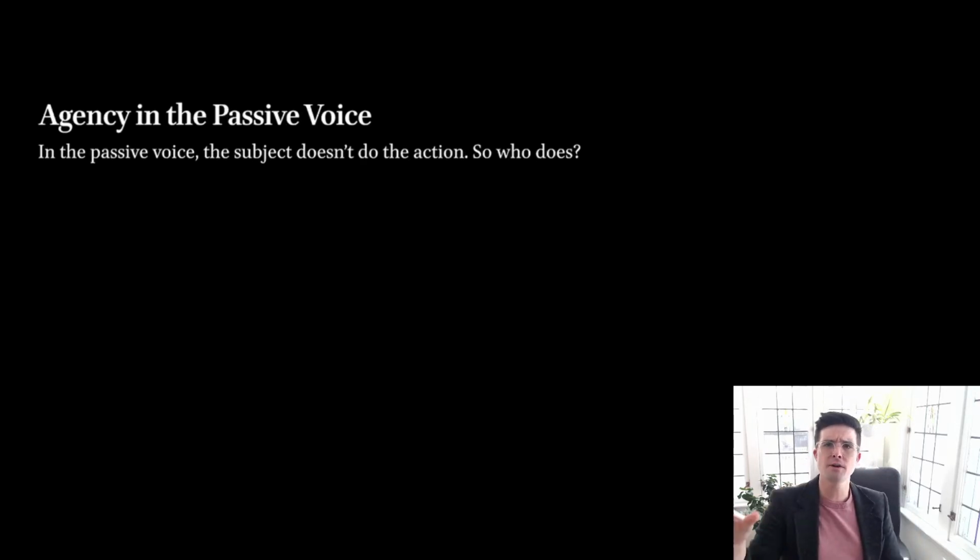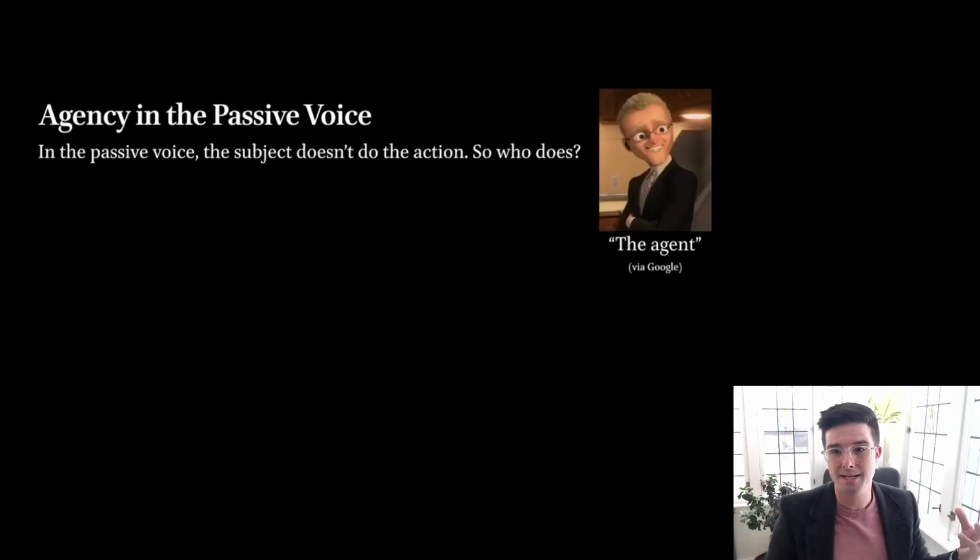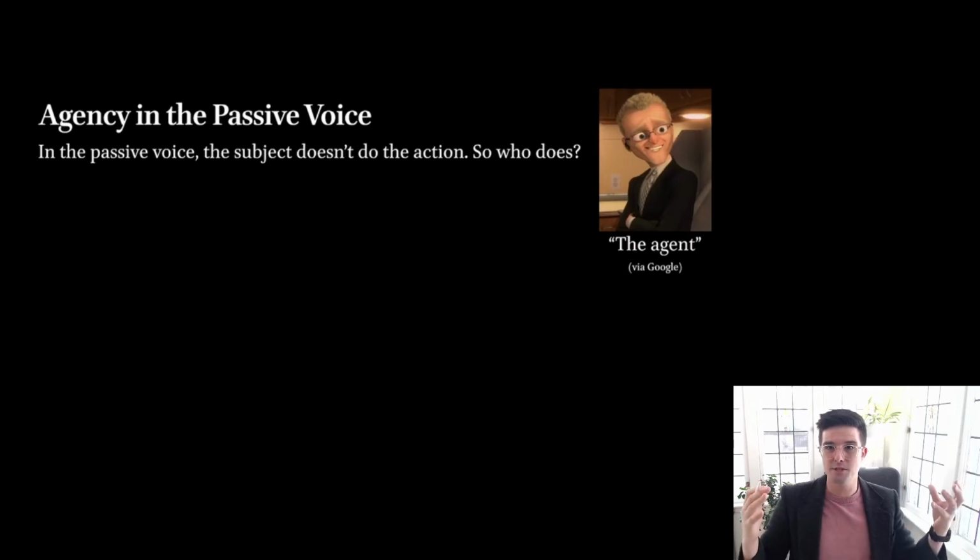And then moving over to a little bit of grammatical talk about the passive voice here. In the passive voice, we've said that the subject is not doing the action. The subject is being acted upon. So then the question is, who is doing the action in the passive voice? And it is going to be the agent.